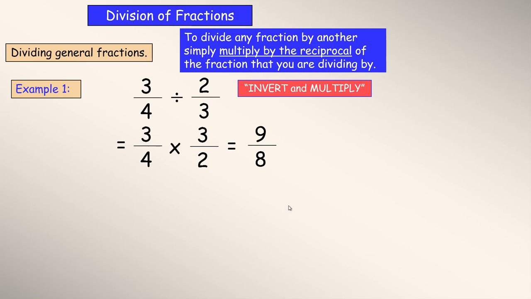I'm happy with 9 over 8, but can I simplify that further? How many times does 8 go into 9? 1, remainder 1. So it'll be 1 and 1 over 8.